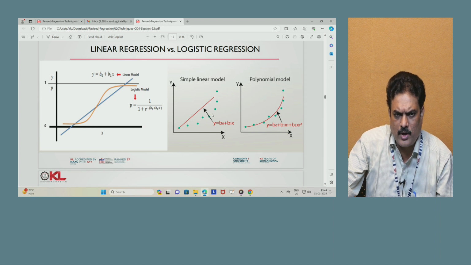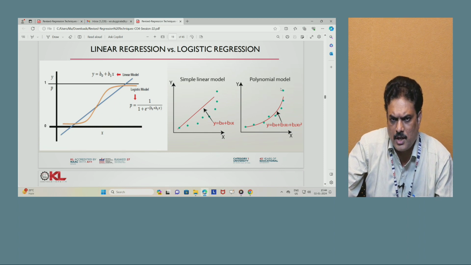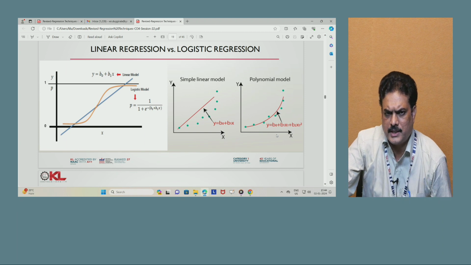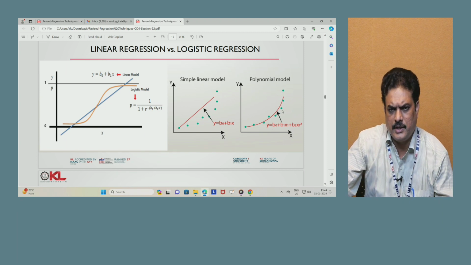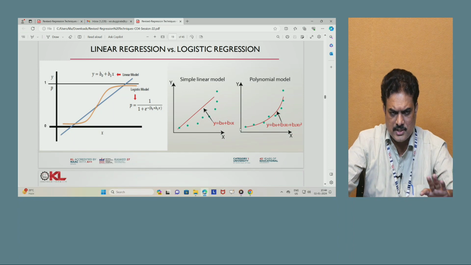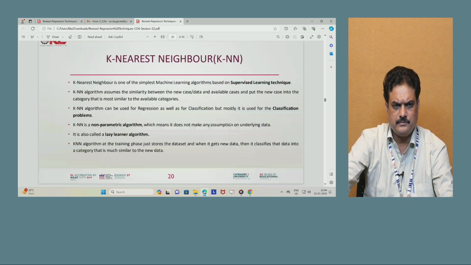These are the data points. The green color indicates the data points, and the red line indicates the regression line. Here for the polynomial model, the curve will be displayed. The green points represent the data points, and the equation is y = b0 + b1x1 + b2x1 squared. So this is the difference between linear regression and logistic regression.